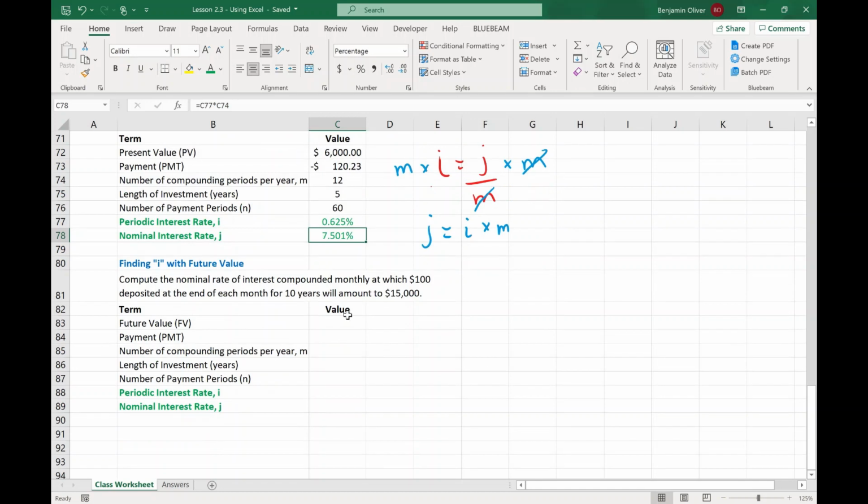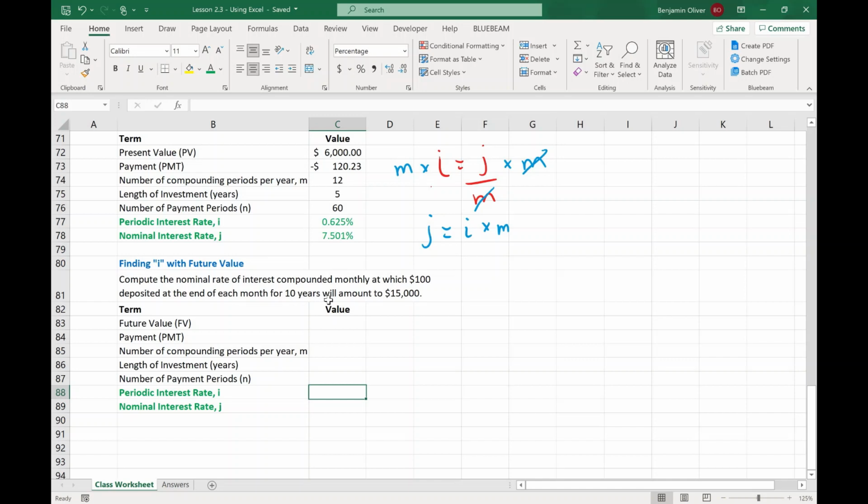Our last question. This time we're going to have future value. Compute the nominal rate of interest compounded monthly at which $100 deposited at the end of each month for 10 years will amount to $15,000. Again, nominal rate of interest. So when you get your solution, you're not done. You have to take that extra step to find the nominal rate of interest.